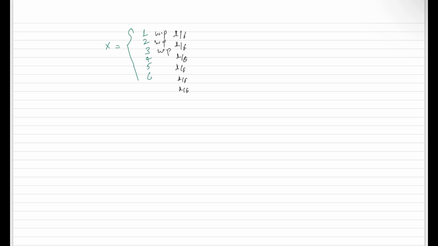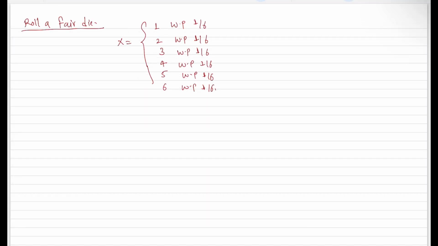Let me write it clearly. Okay, I think it should be clear up to here how we have defined the random variable, and that the random variable may take these values with these probabilities, right?